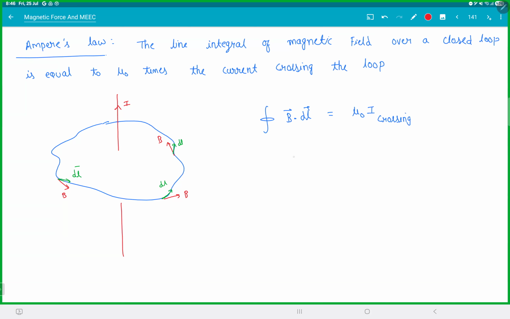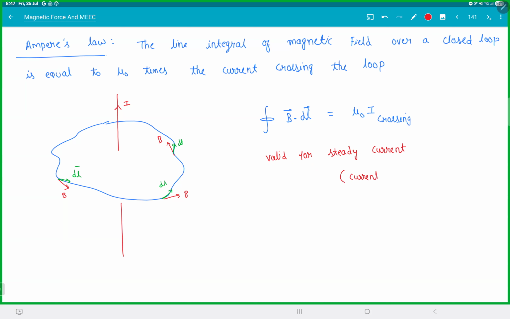If you remember in Gauss law, it was integral E dot dA is equal to Q enclosed by epsilon. But here it is a line integral. So that means you're integrating with a length. In Gauss law, you're integrating with a surface integral. This is valid for steady currents. Steady currents meaning currents that don't change with time.